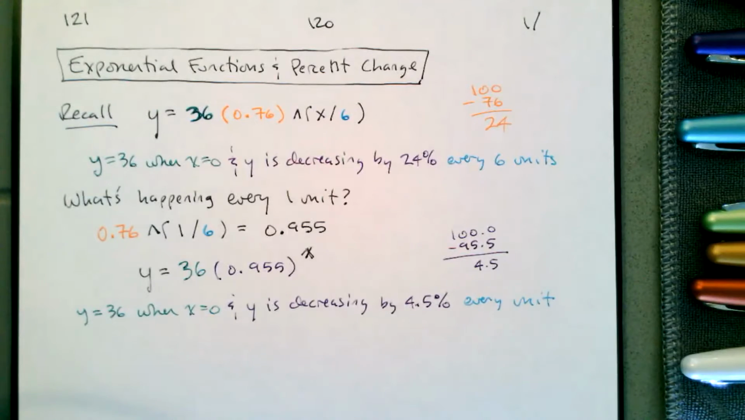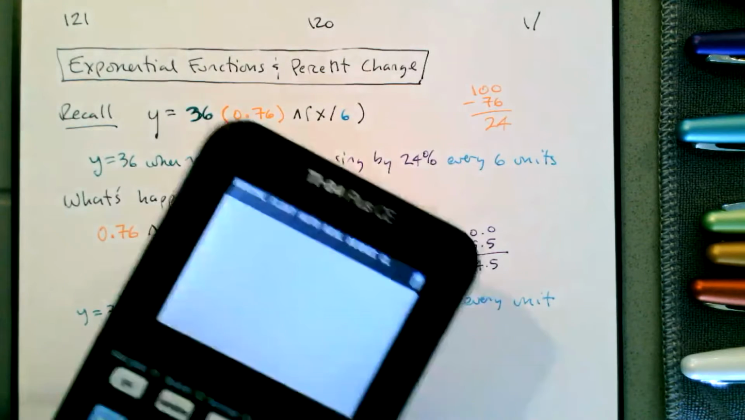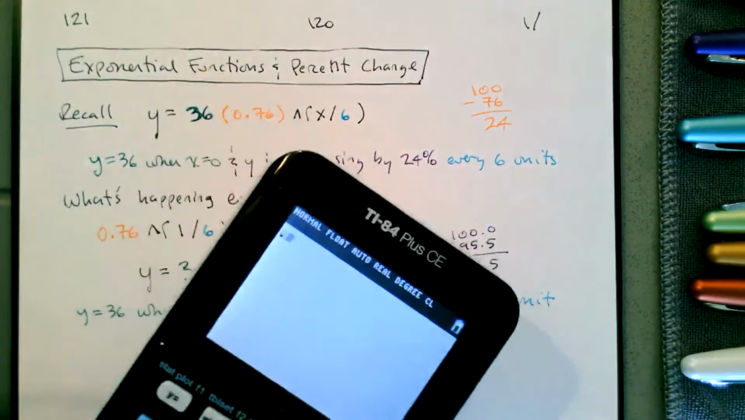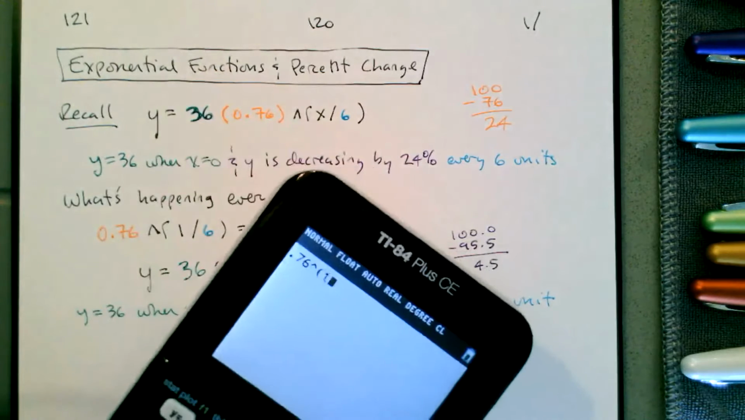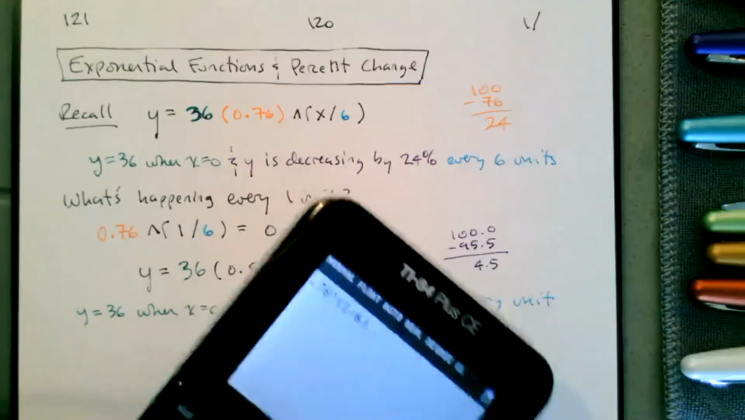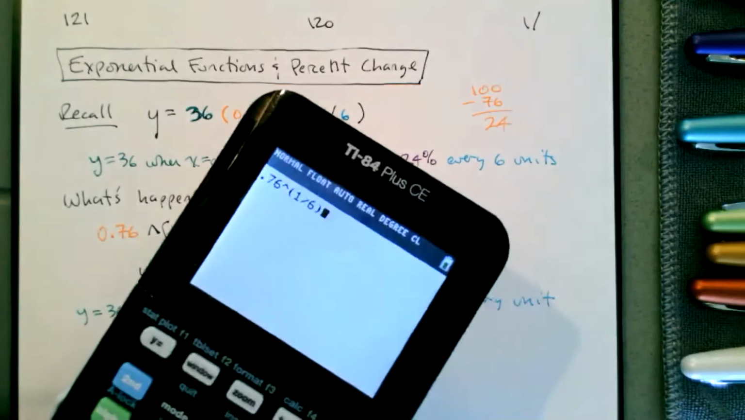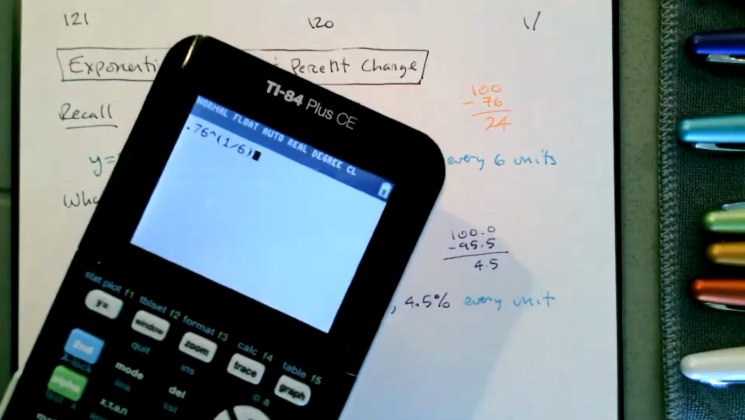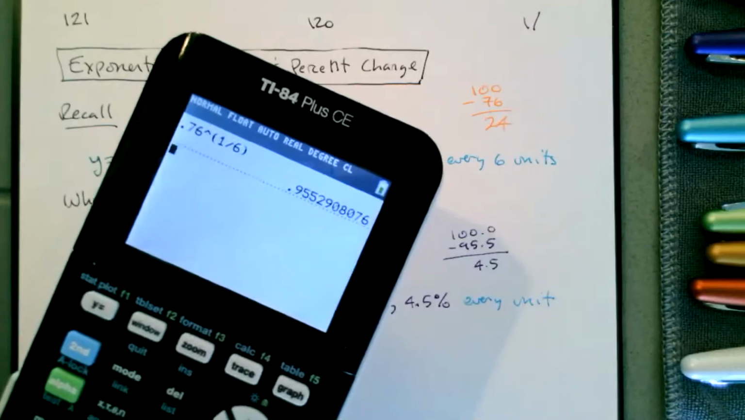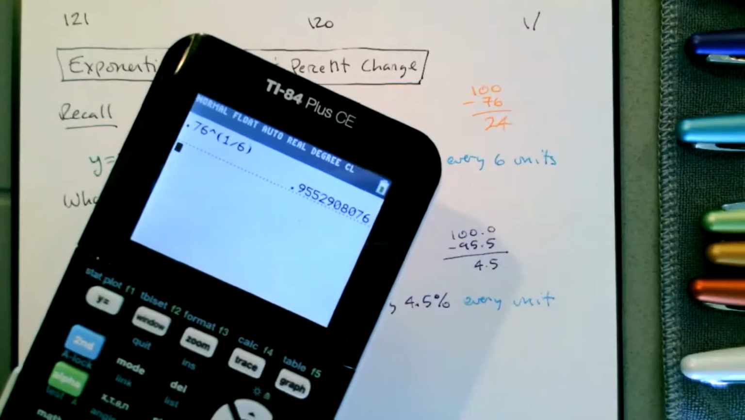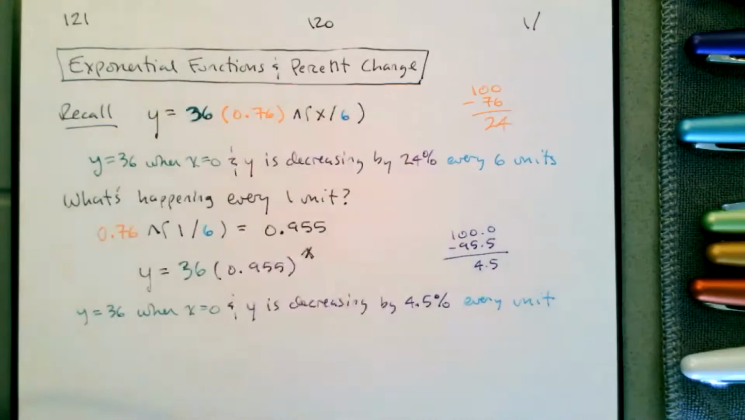0.76 to the 1 over 6 power is 0.955. Once again, we don't care about the 36 part. We take 0.76 to the 1 over 6, and it makes me realize that I've used 6 way too much in this problem. It makes a very sibilant problem. 0.76 to the 1 over 6 is 0.955 and some other digits, but let's round it to 0.955.